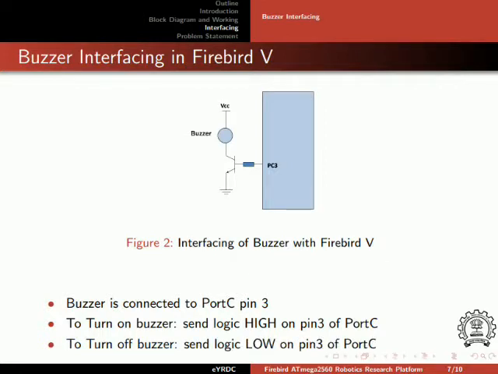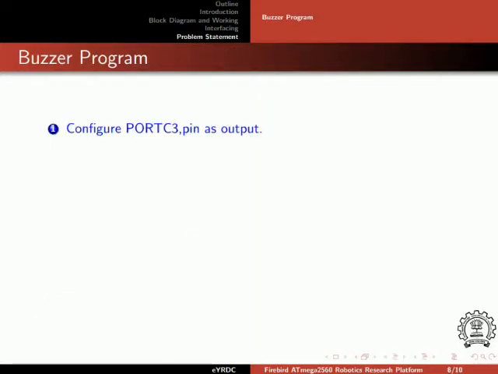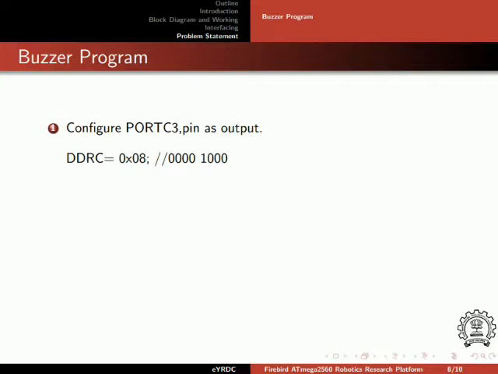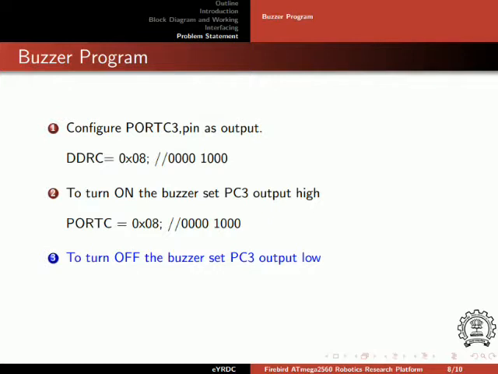Now let us proceed with writing the program. We shall first configure port C, pin 3 as output. So the value of DDR-C should be 0x08. Now to turn on the buzzer, set port C pin 3 as high. So the value of PORT C will become 0x08. And to turn off the buzzer, set port C pin 3 as low. So the value of PORT C will be 0x00.